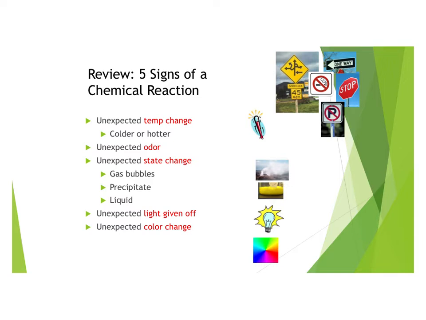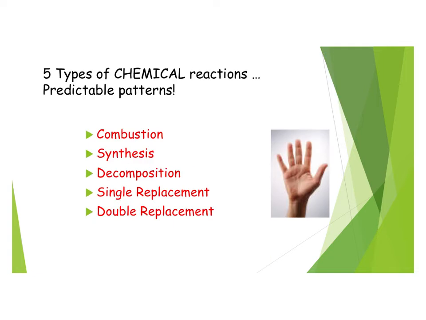If we see an unexpected temperature change, getting colder or hotter, an unexpected odor, an unexpected state change, things like gas bubbles or a precipitate, a solid that's falling out of solution, or an unexpected liquid being created, those are all examples of chemical reactions happening. We also have the possibility of light being given off, as well as an unexpected color change. All of those things tell us that atoms are separating, combining, or rearranging.